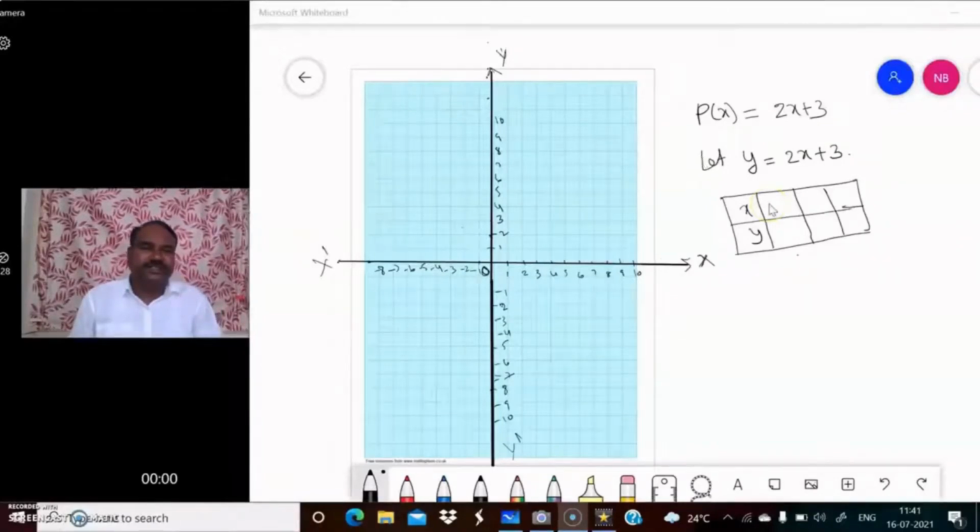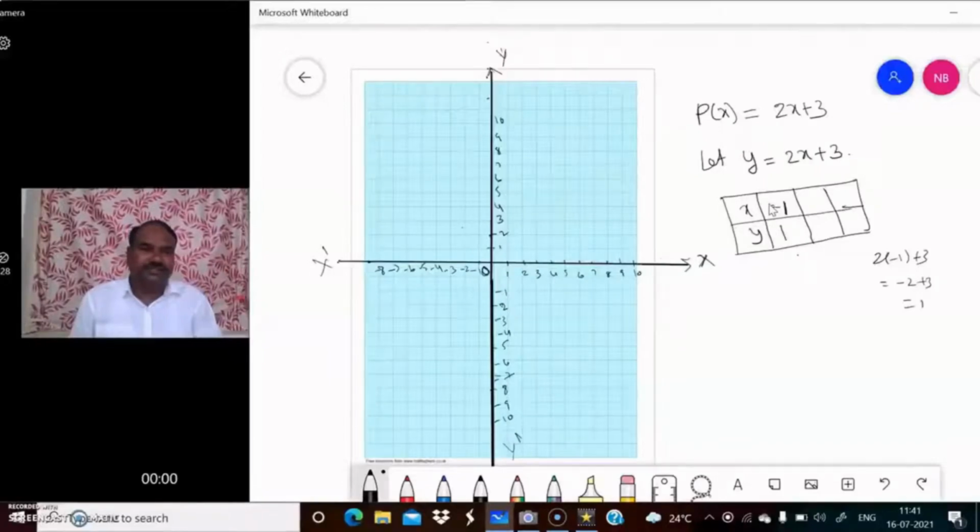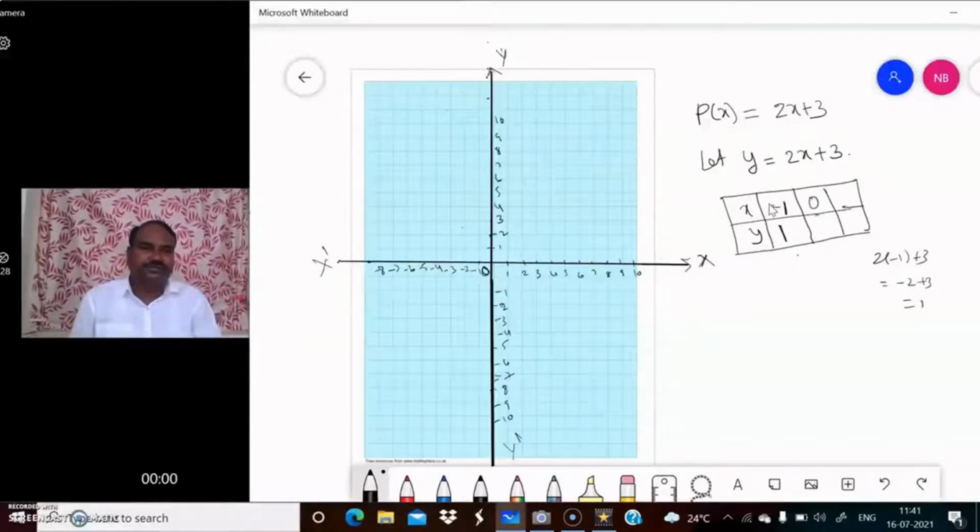So in this, let us take some x values negative as well as 0 as well as some positive values for x. Let us suppose if x is minus 1, how much will you get? You substitute in that 2 into minus 1 plus 3. That is equal to minus 2 plus 3. 3 minus 2 is 1, so it is plus 1. Let us substitute x equal to 0. Substitute in that, 2 into 0 is 0, it is 3. Let us substitute 1 now. 2 into 1 is 2 plus 3 is 5.